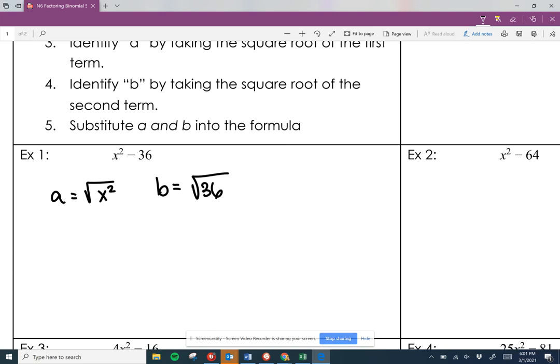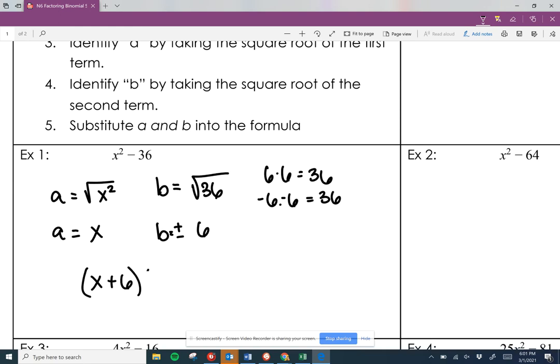Okay, now the square root of x squared is x, and the square root of 36. Now it's easy to say that it's going to be positive 6, but remember, positive 6 times positive 6 is 36, and negative 6 times negative 6 is 36. So we say plus or minus 6. It could be positive 6, it could be negative 6. So that means that one of our answers is going to be x plus 6 for the positive, and one of them is going to be x minus 6 for the negative. Okay, that's going to be our answer.